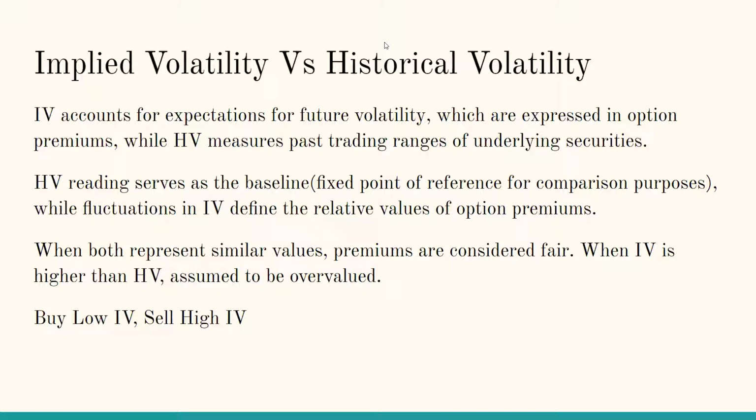So just to kind of compare what implied volatility is and what historical volatility is. When I say IV, that means implied volatility, right? So IV accounts for expectations for future volatility, which are expressed in option premiums, while HV, historical volatility, measures past trading ranges. Pretty much the way I like to think of it is your historical is your baseline. It's pretty much your average volatility in a sense, right?